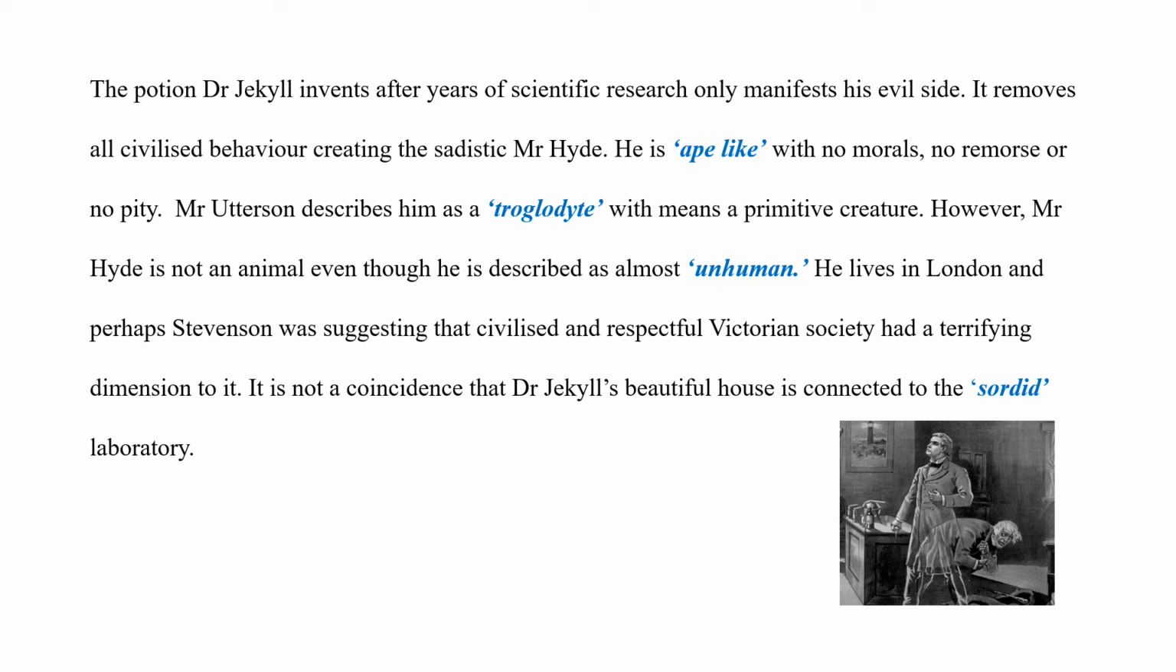However, Mr. Hyde is not an animal, even though he is described as almost unhuman. He lives in London, and perhaps Stevenson is suggesting that civilized and respectful Victorian society had a terrifying dimension to it. It is not a coincidence that Dr. Jekyll's beautiful house is connected to the sinister laboratory.